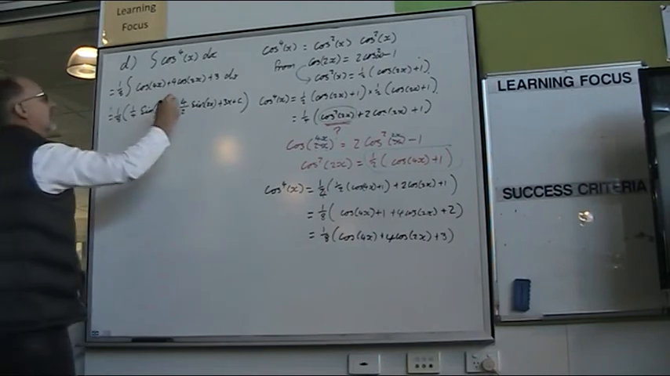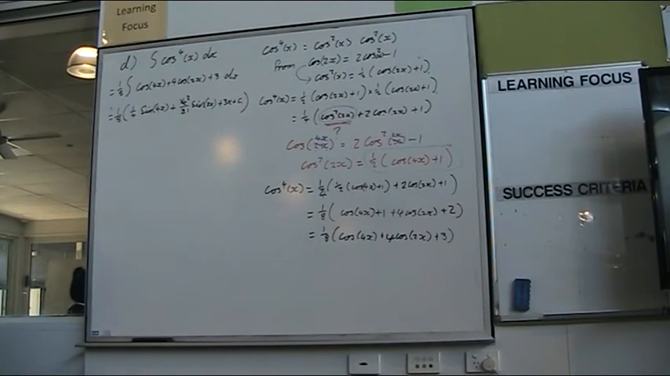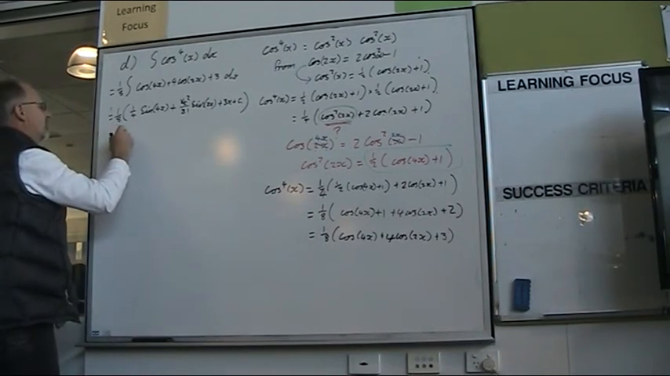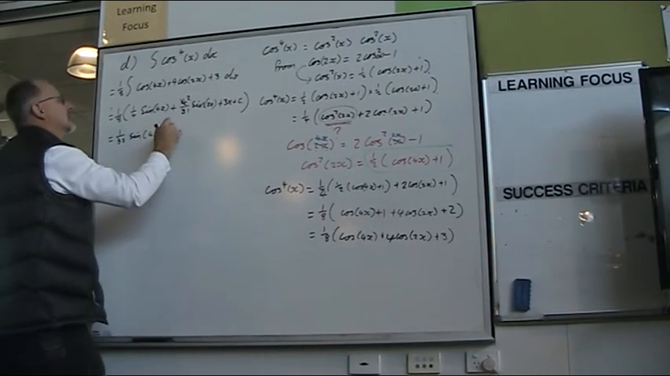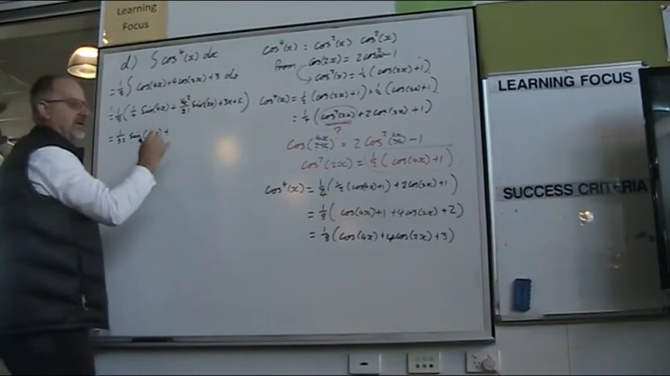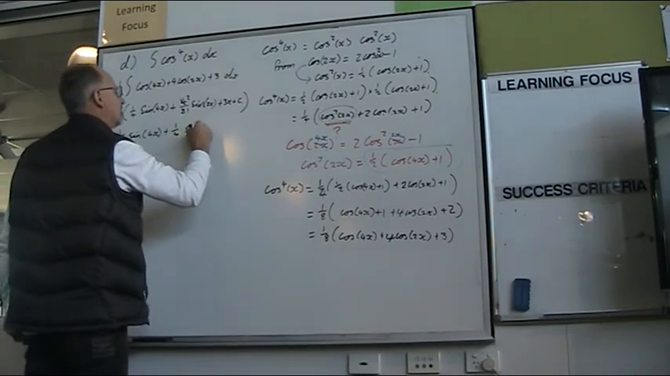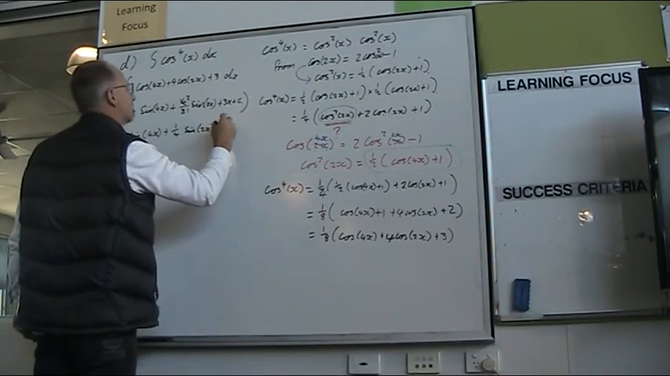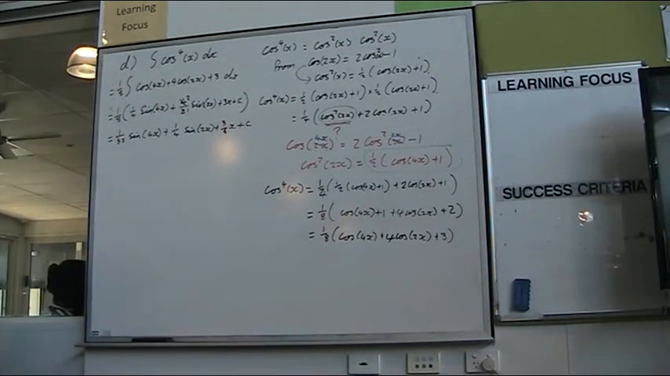And then we multiply that. If we now multiply that 1/8 in, you get 1/32 sin 4x plus 1/4 sin 2x plus 3/8 of x plus some constant. There you go, look at that, beautiful. See, I told you it was going to be fun.